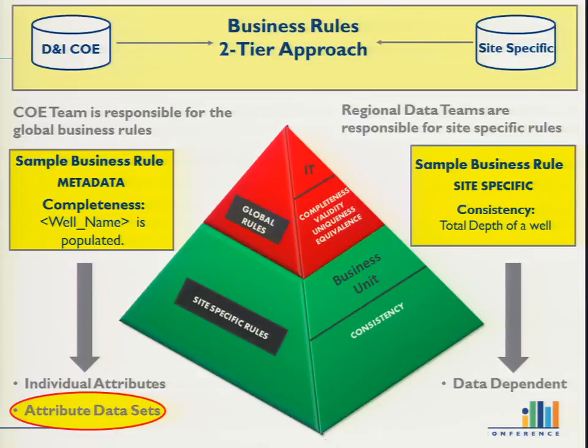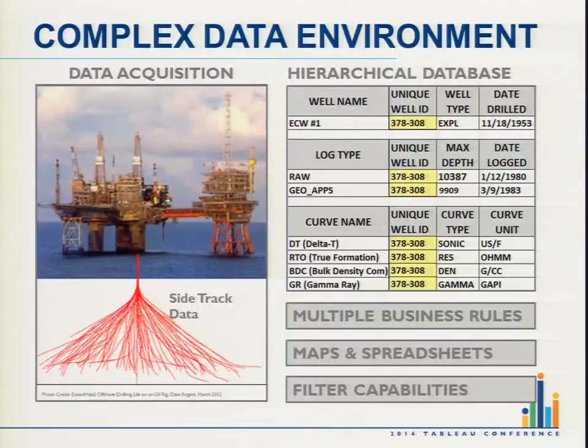And then we just go down to data dependent. Okay, this is kind of a summary slide of what we talked about so far. I call it the complex data environment. We've got our sidetrack, and this is just a hierarchical database on the right-hand side with the well, log, and curve. We talk about multiple business rules, maps and spreadsheets, our filtering capabilities. It's kind of hard to keep track of all that.